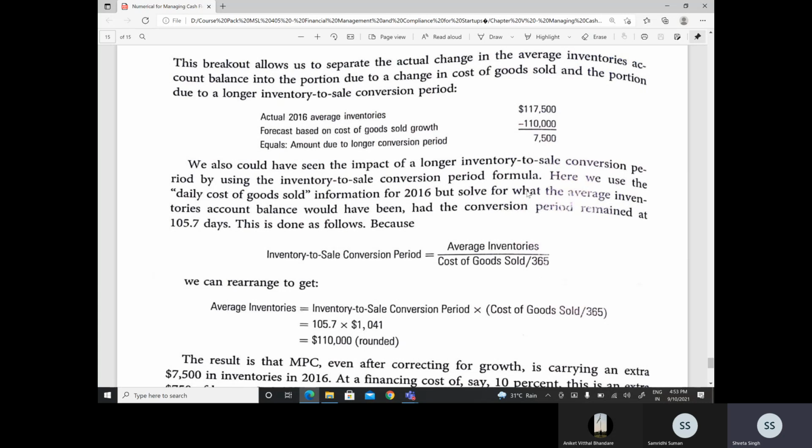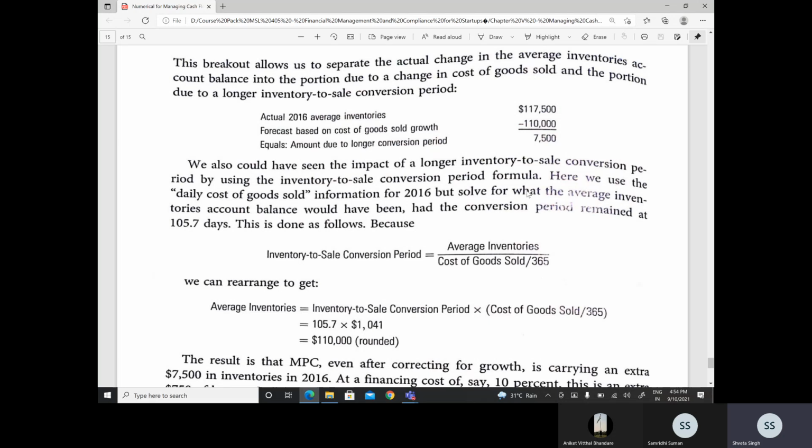This breakout allows us to separate the actual change in average inventories account balance into the portion due to a change in COGS and the portion due to a longer inventory to sale conversion period. So actual 2016 average inventories has been 117,500. Forecast based on COGS has been minus 110,000. This equals an amount due to longer conversion period of 7,500.